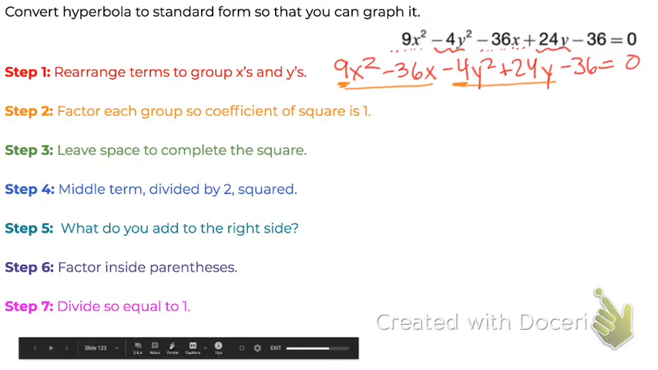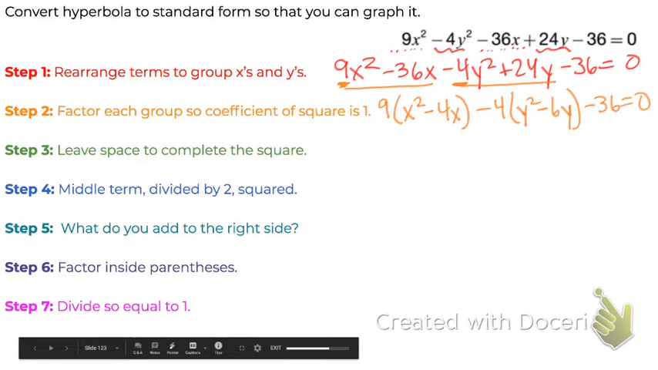So for the x's, I need to factor out a 9, because then I'll be left with x squared. And x squared has a coefficient of 1. I need to factor a 9 out of negative 36x also. And then for the second, the y's, I need to factor out a negative 4. Because when I do that, I'm left with a y squared, which is what I want. And then I still have my minus 36 equals 0.